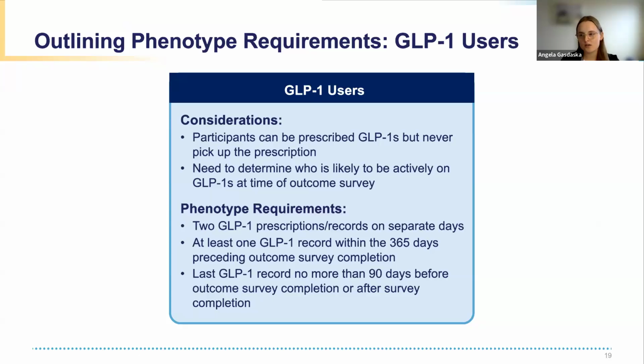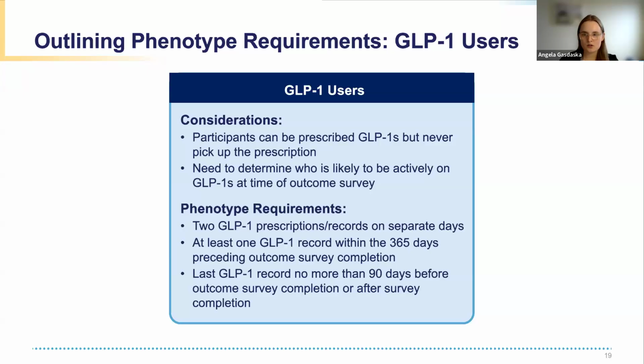So our GLP-1 phenotype is different both because it's medication-based and it's highly temporal. So if you'll remember for this study, we were trying to assess the impact of GLP-1s on alcohol consumption, so a treatment effect essentially, meaning we want higher specificity. So for this, we also need to consider that prescription records don't necessarily mean someone is taking the medication. So they might never pick it up or may have stopped taking it, etc.